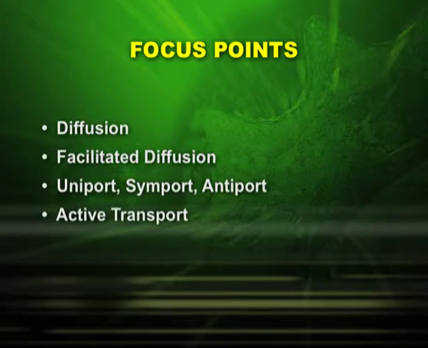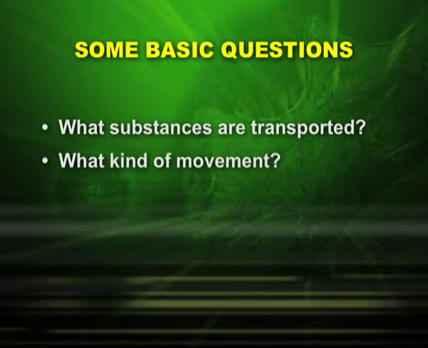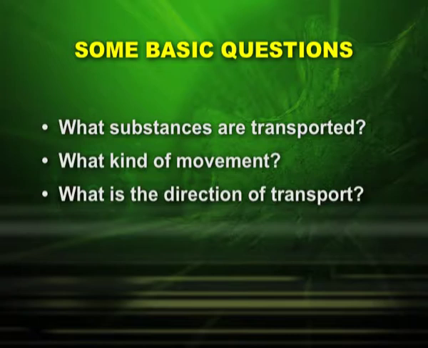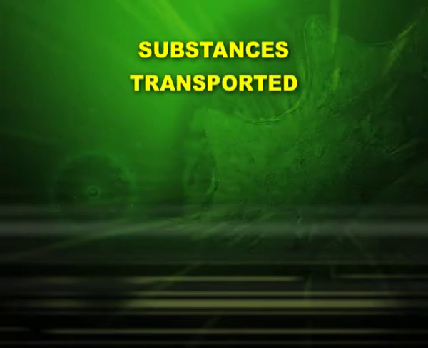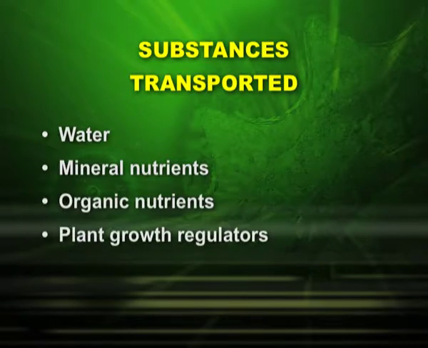Before we start our concept, let us ask some basic questions. What substances are transported? What kind of movement? And what is the direction of transport? The substances transported are water, mineral nutrients, organic nutrients and plant growth regulators. Movement is based on the distances, which are classified into short distances and long distances.